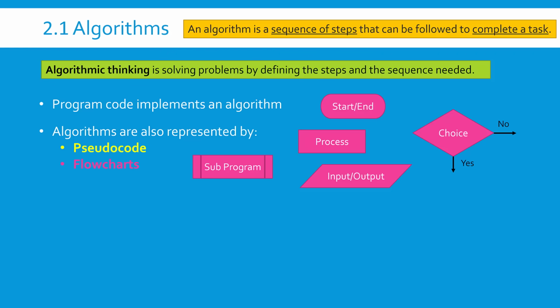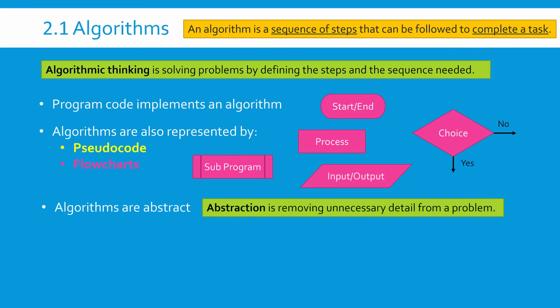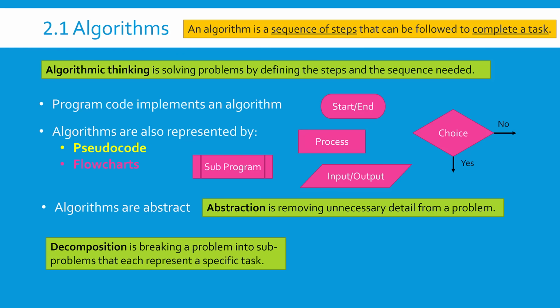Your algorithm should be as abstract as you can while not getting too simplified. Abstraction is removing unnecessary detail from a problem. And a different technique which also helps simplify is decomposition. This is breaking down a problem into subproblems that each represent a specific task, and you might actually implement these as actual subprograms. One diagram you might see related to this is a structure diagram.